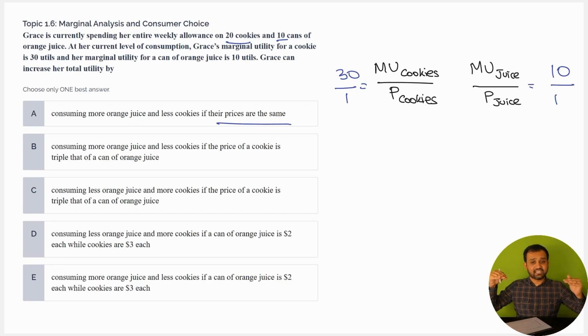If their prices are the same, the marginal utility per dollar from cookies is higher than marginal utility per dollar from juice. So in that case, you should be buying more cookies, not less. Okay, so A is not the right answer.